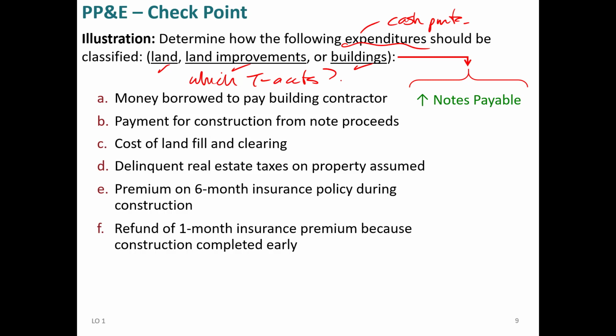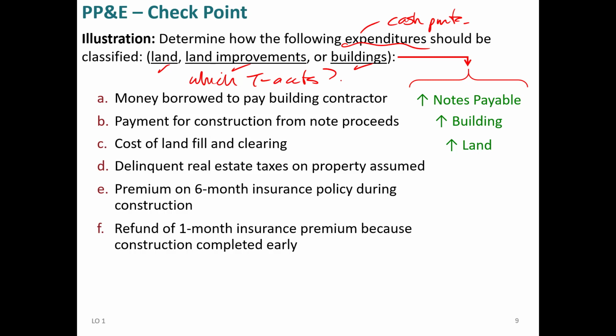What about payment for construction from the proceeds? So let's say we use the cash from the loan to start building something. Well, put it into the T account for the buildings. What about the cost if we use some cash to purchase land, to fill land or clear land? Well, that's going to be part of the cost of land overall.